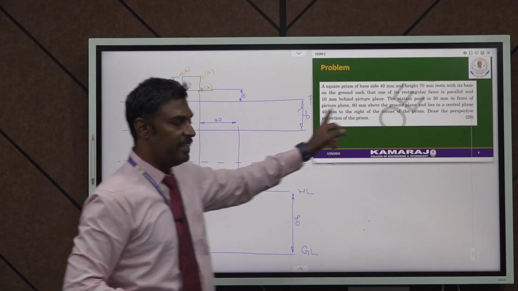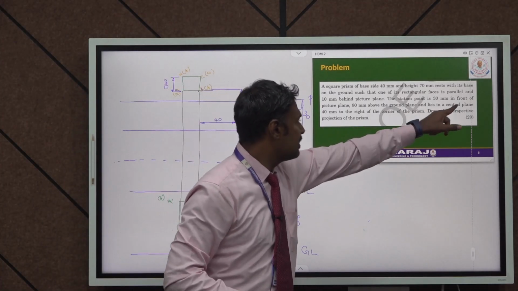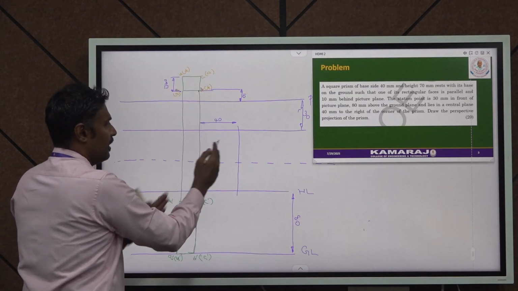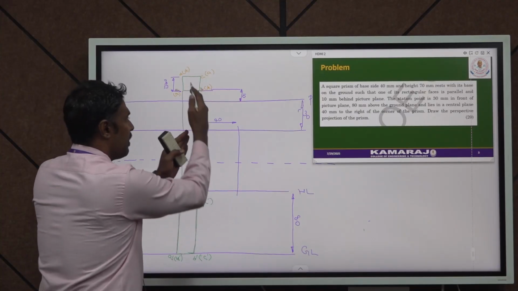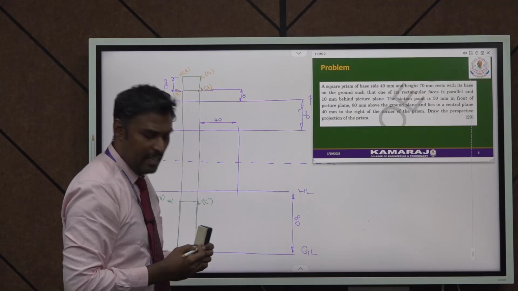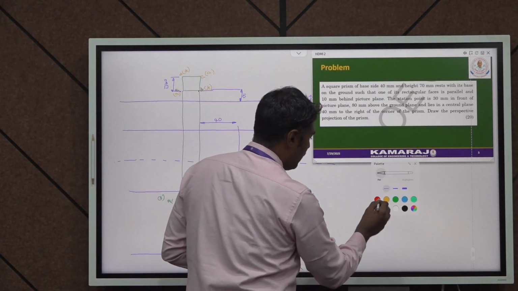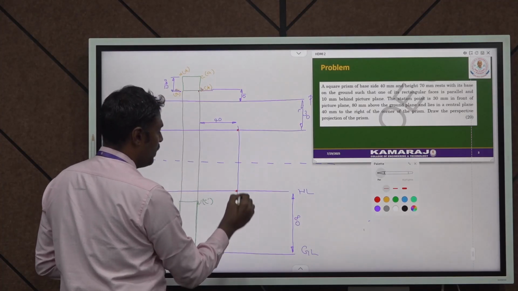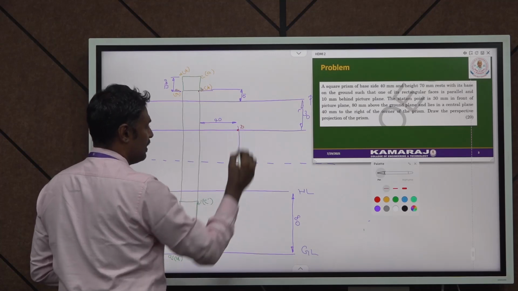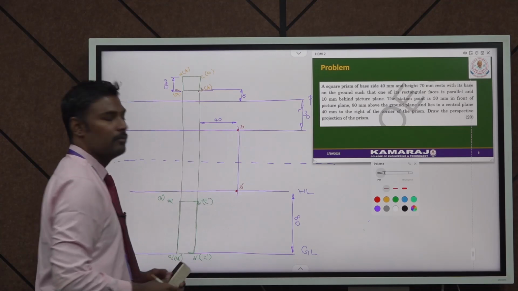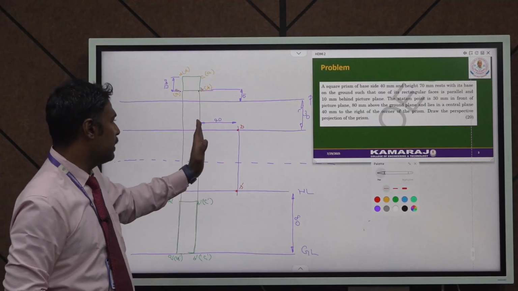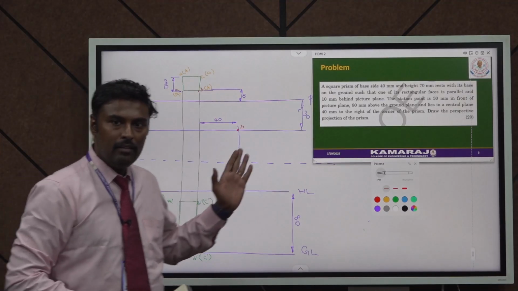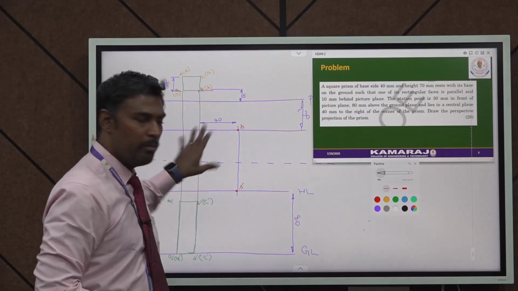40 mm. Now read the statement again: it lies in a central plane 40 mm to the right of the corner of the prism. So this is one corner, and the central plane is located 40 mm to the right of the corner of the prism. So indirectly, at this point you have the station point. This is station point 1 and this is station point 2. The station point in the top view is represented as S and in the front view as S dash. These are 40 mm to the right of the extreme end of the prism. Based on the details, I have marked all these terminologies.